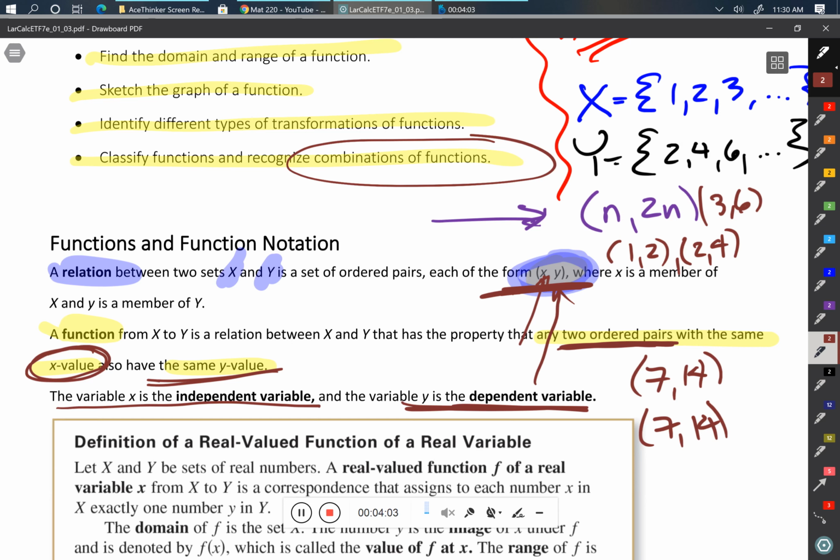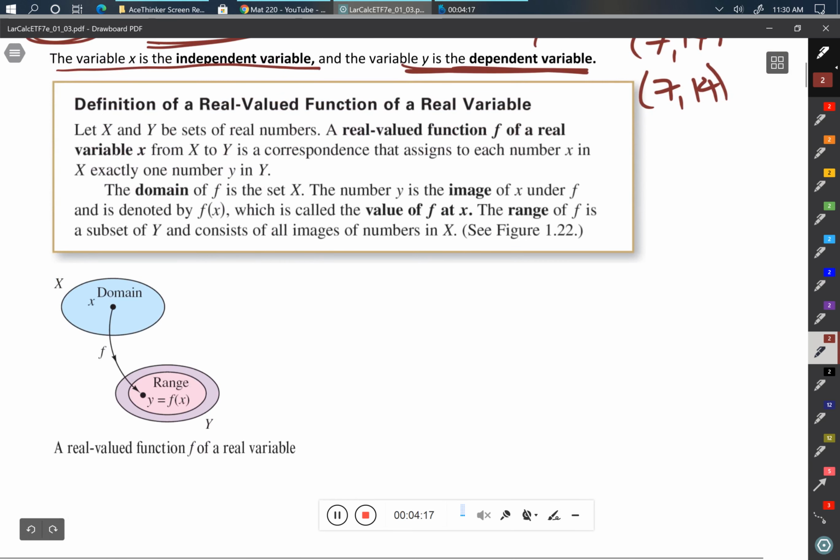So what you should be looking for here is that we need you to be comfortable with the word function and what a function means. Okay? All right, so not that, this. This is the definition, okay? But it adds some more interesting notation. So this first set right here basically just restates what we said. X and Y are sets of real numbers. A real-valued function f of a real variable x from X to Y corresponds, or assigns, to each number x in X exactly one number y in Y.